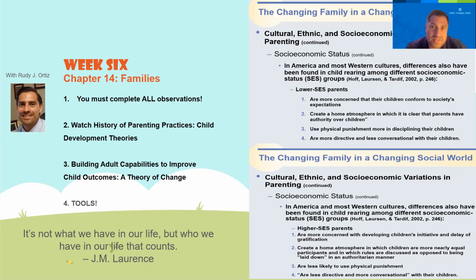Culture impacts parenting. Ethnicity impacts parenting. And socioeconomic status also impacts parenting. It is shown that children who live in lower SES are in an atmosphere where the parents are more of an authoritarian type of household, okay? And they give more direction of what kids are supposed to do and less conversations that go back and forth.